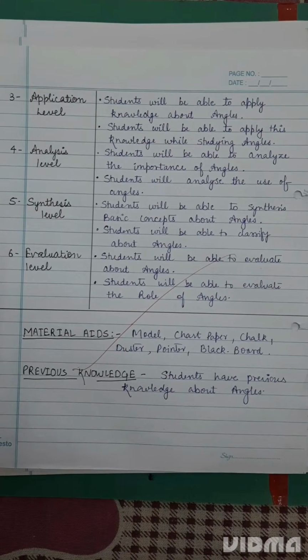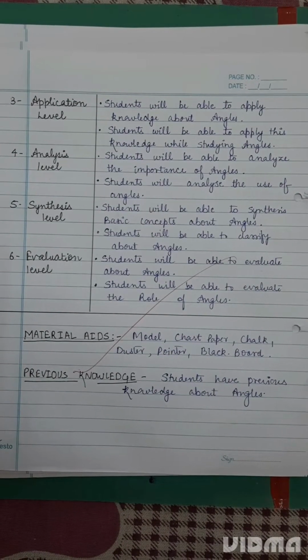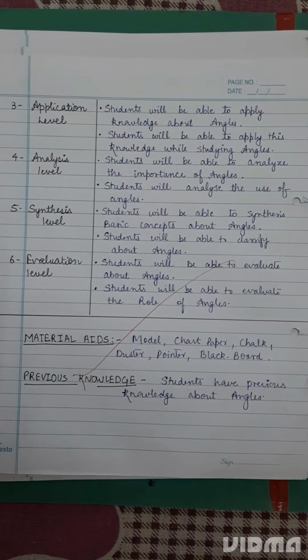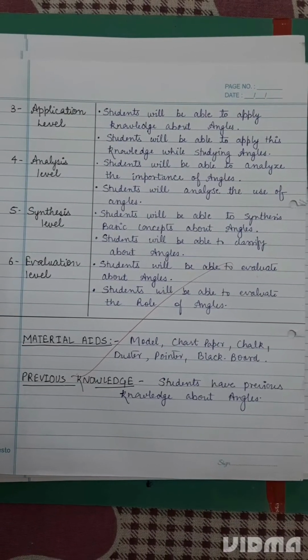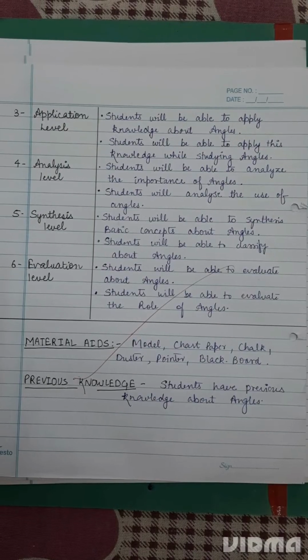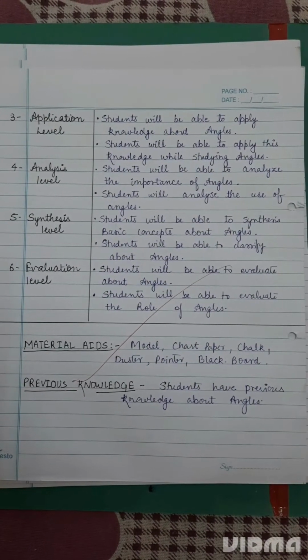Our fourth level is analysis level. Students will be able to analyze the importance of angle. Students will analyze the use of angles. And the fifth level is synthesis level. Students will be able to synthesize basic concepts of angles. Students will be able to classify angles.